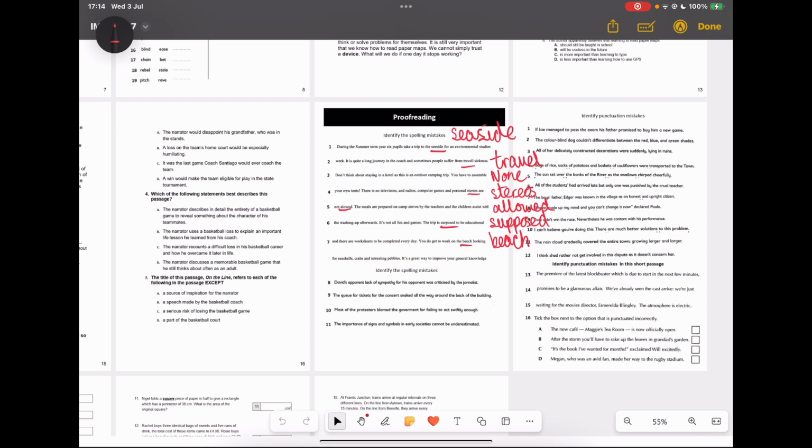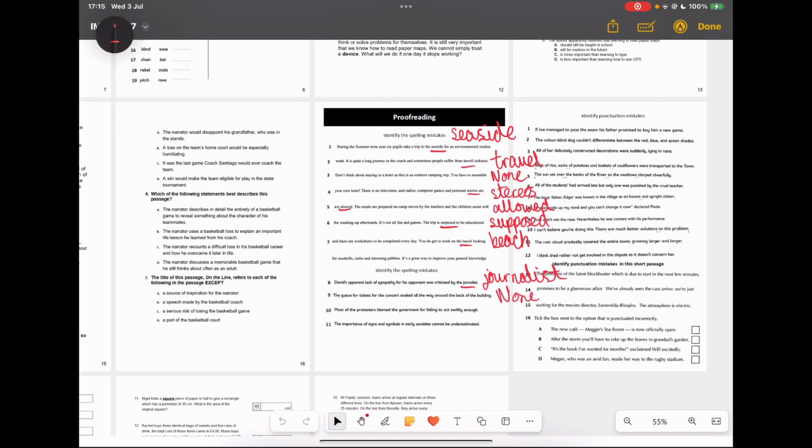Okay, 8. So this one is a passage. David's apparent lack of sympathy for his opponent was criticised by the journalist. Should be spelled journalist. 9. The queue for tickets for the concert snaked all the way around the back of the building. This one has no spelling mistakes.